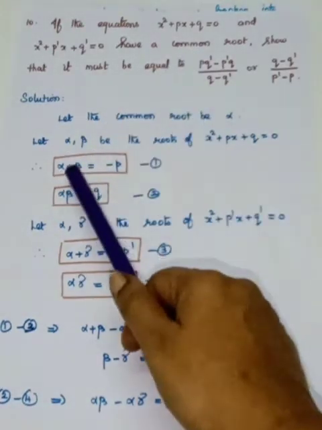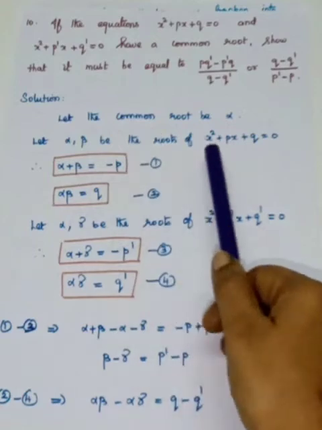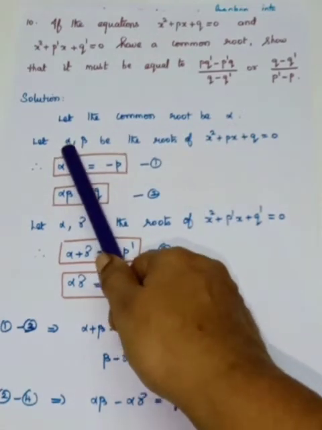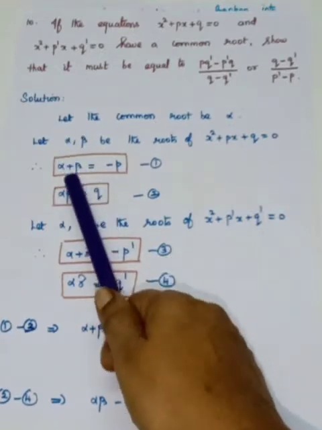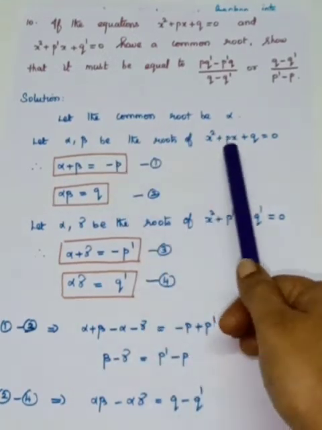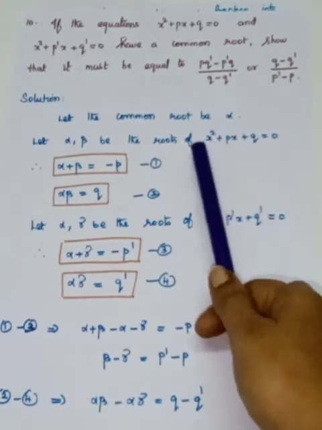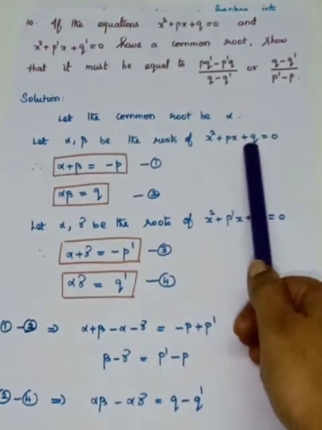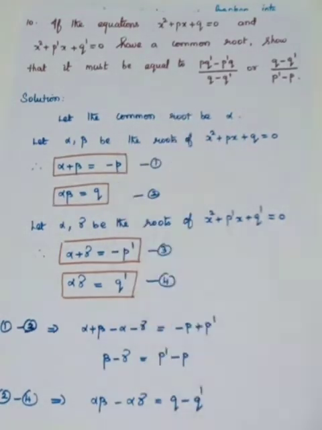Okay, so for the first equation, I have taken two roots because it's a quadratic equation, so it has two roots. I have taken one as alpha, another one as beta. The sum of the roots is equal to minus b by a. Your b is p and your a is 1. So therefore minus p. And the product of the roots is equal to c by a, so q by 1, that is q.